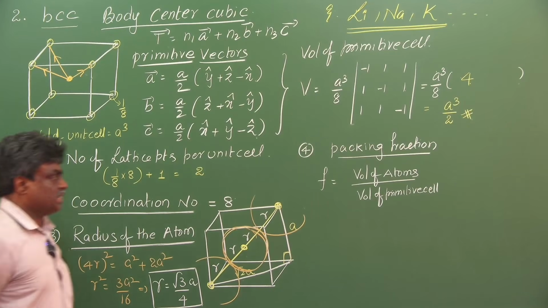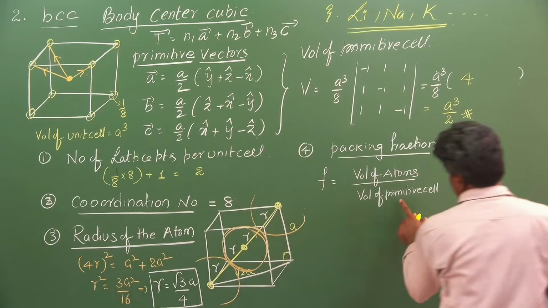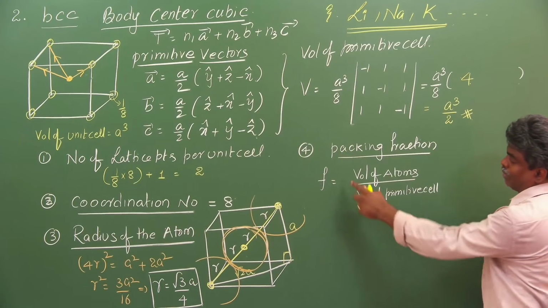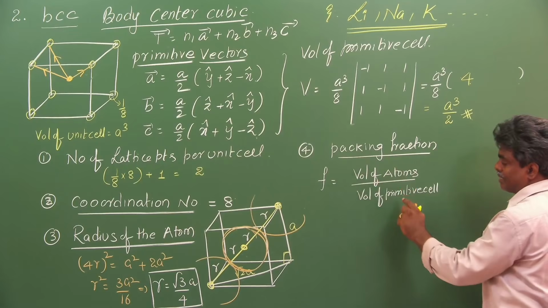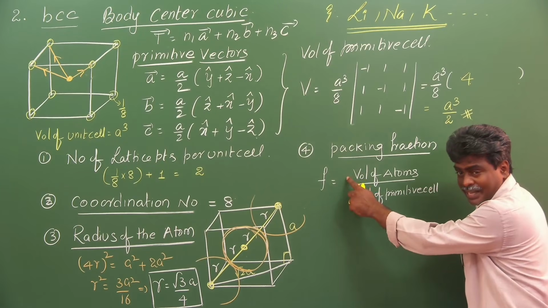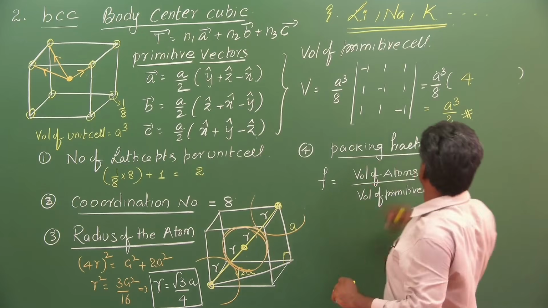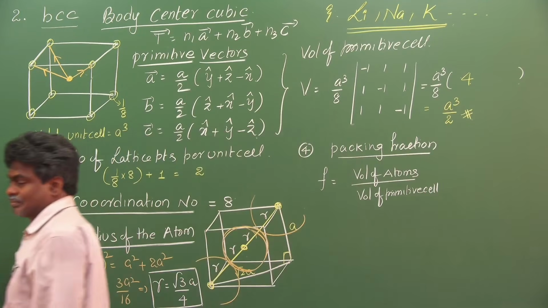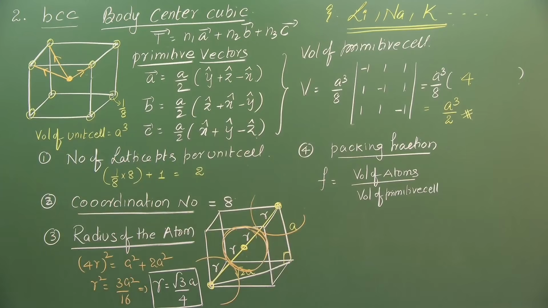Next, packing fraction. You are taking primitive unit cell volume, that's why you won't get n here. For example, if you take unit cell volume a cube here, then here you must write n. Here n is 2. This 2 stands for the number of lattice points per unit cell. Easy to remember: BCC, number of lattice points is 2. That's why volume of primitive cell is a cube by 2.